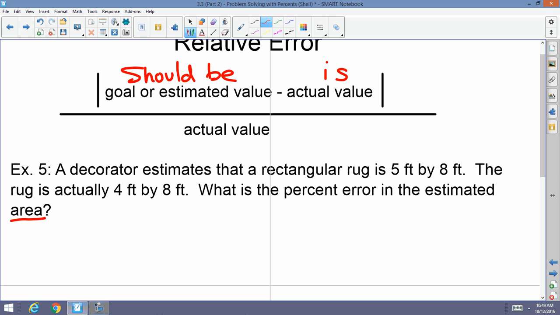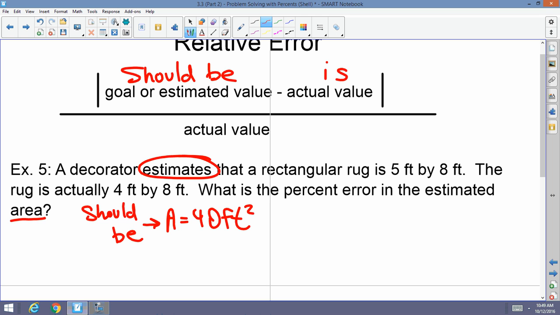So what happens here is let's first find the area of the estimate, or what it should be. It should be an area of 40. Very good. 40 square feet to be precise and exact. Now, what is it? It is 32.